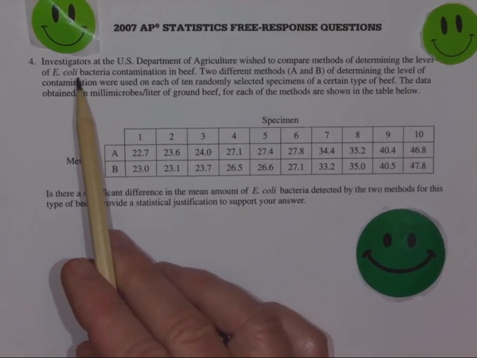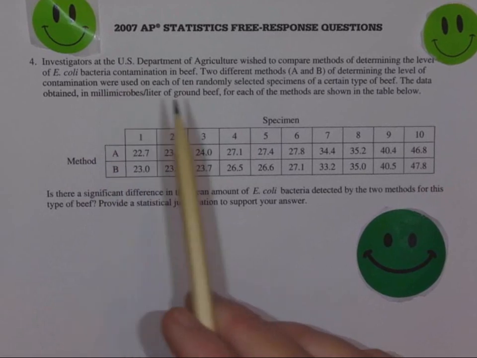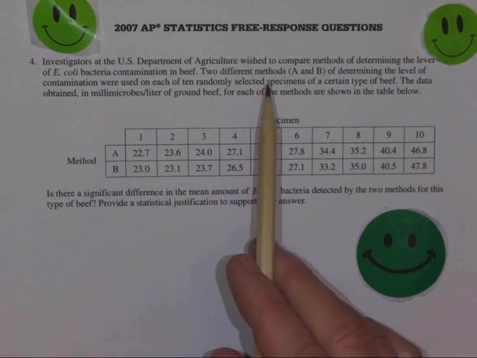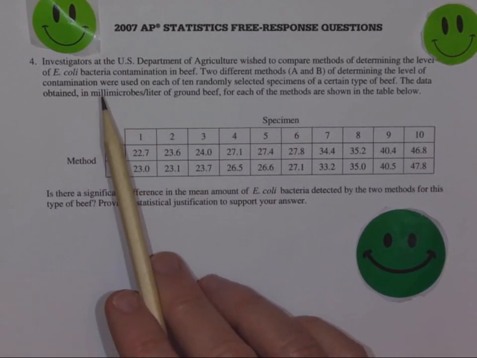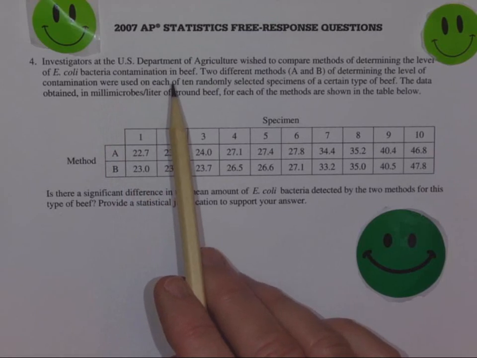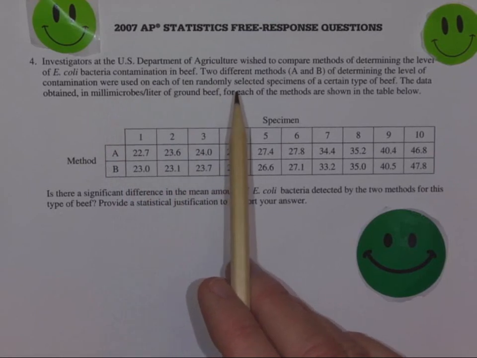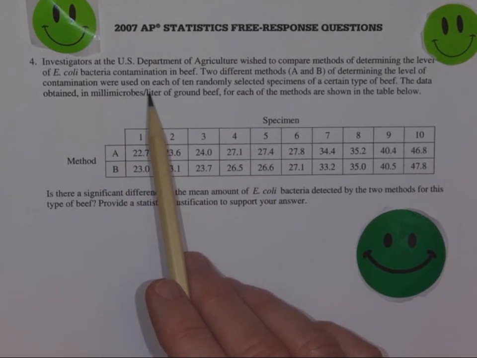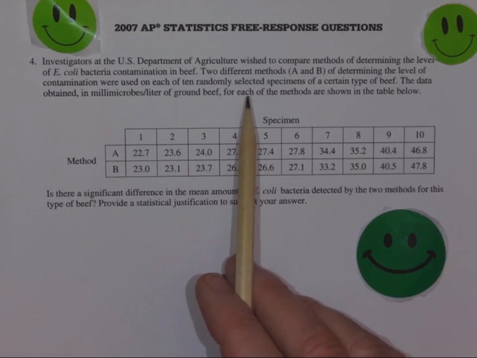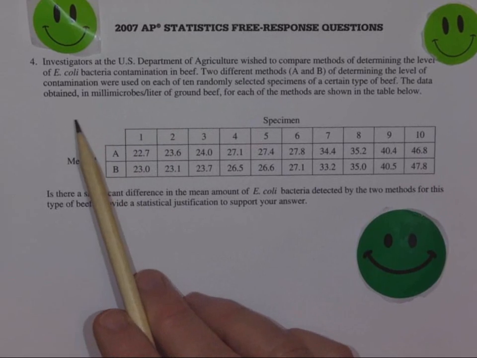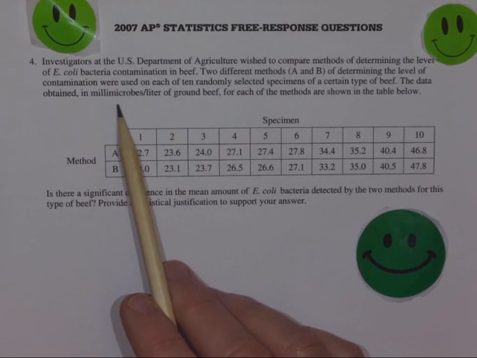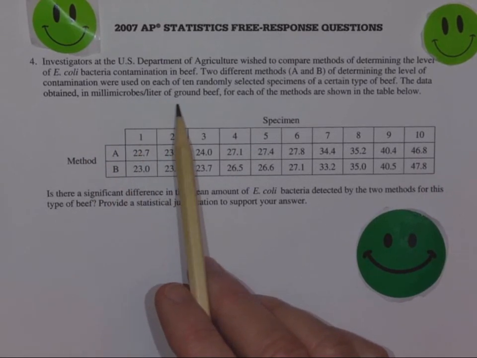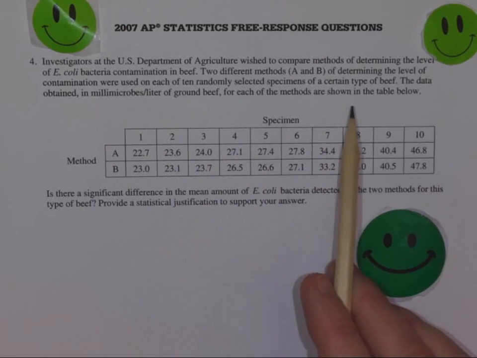So this one says investigators at the U.S. Department of Agriculture wished to compare methods of determining the level of E. coli bacteria contamination in beef. Two different methods, A and B, of determining the level of contamination were used on each of 10 randomly selected specimens of a certain type of beef. The data obtained in millimicrobes per liter of ground beef for each of the methods are shown below.